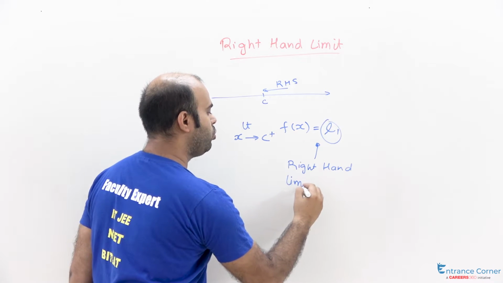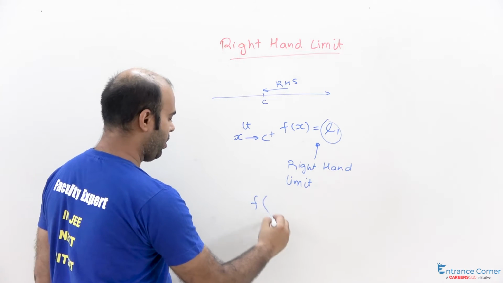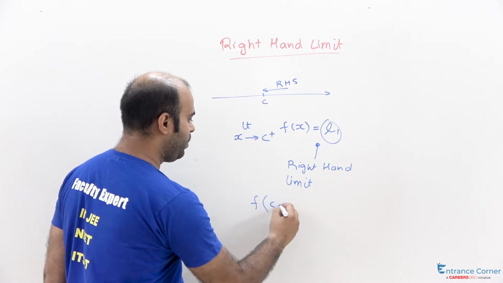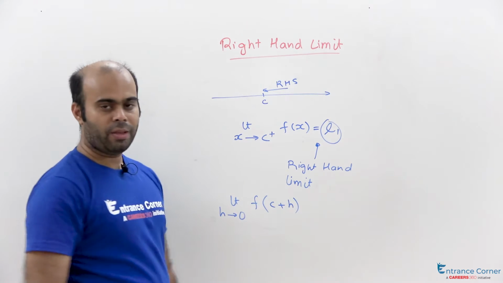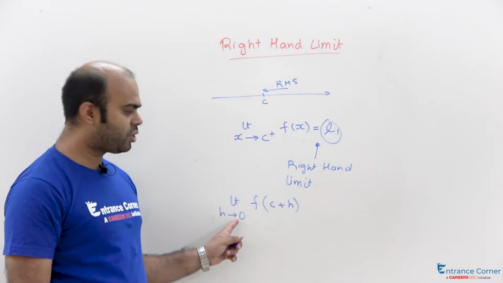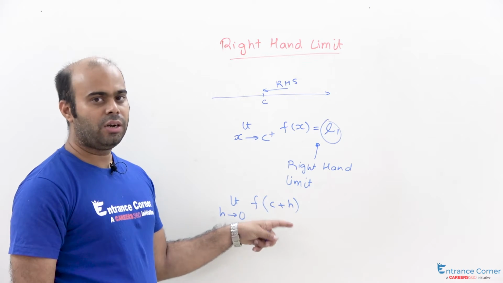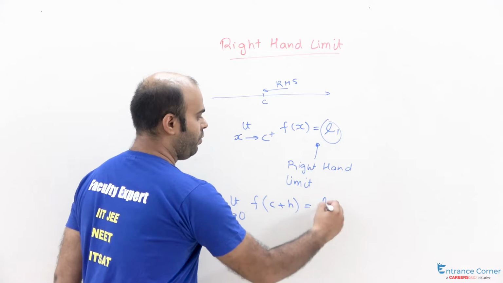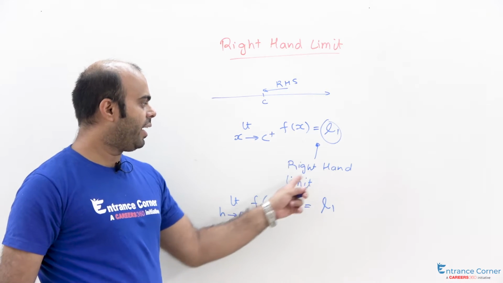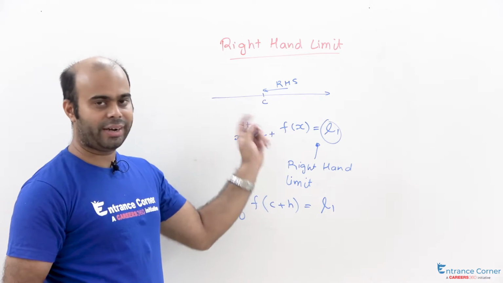So this can also be written like this, that what we are doing here, we are saying limit of the function value at C plus h and limit h tending towards 0, which means we are adding a very small, negligible quantity to C to get a value which is slightly greater than C, and we are getting the value of the function L1, which is the right hand limit of this function, that is we are approaching C from the right hand side.